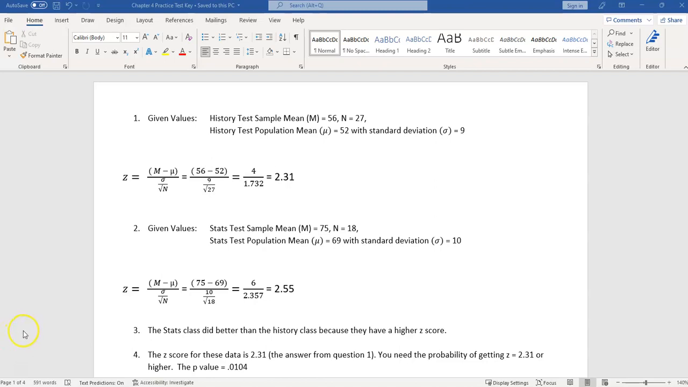So question 1 is a Z for a sample mean problem, and I always recommend that you start off by writing down what you have been given. Identify the sample mean, the n, the population mean, the standard deviation of the population. Then write your formula, substitute in the proper values, and then find your z. There's your answer. And then for question number 2, you're essentially doing the exact same thing with some different values for a different population. Substitute those in. Here are your answers.